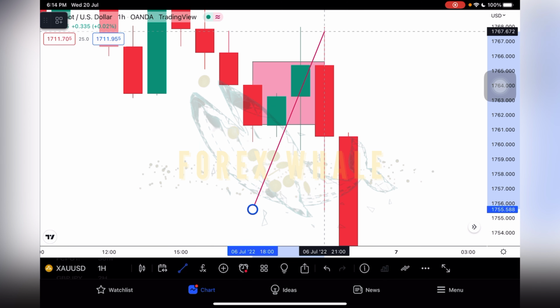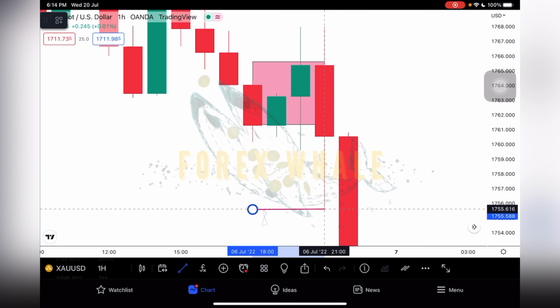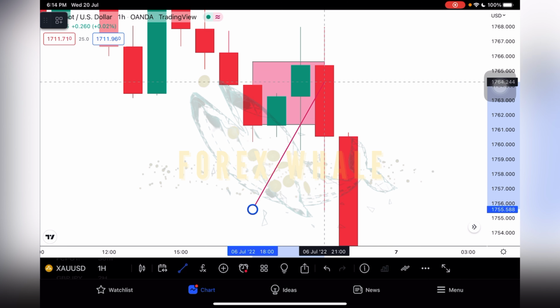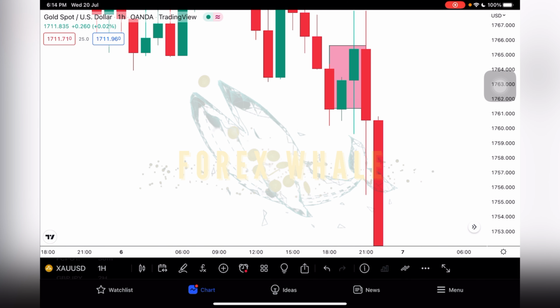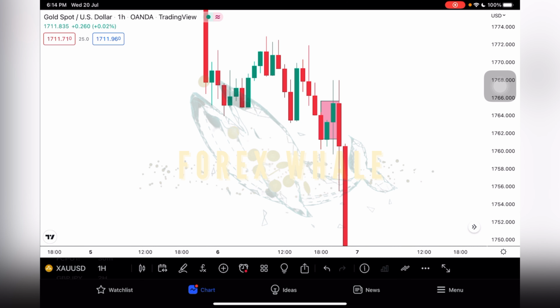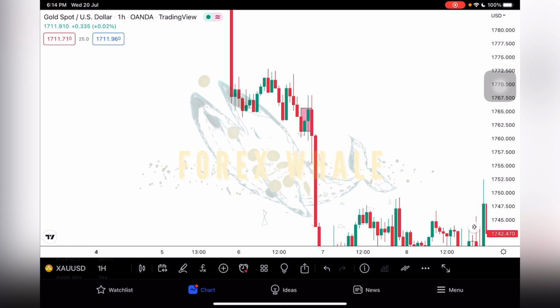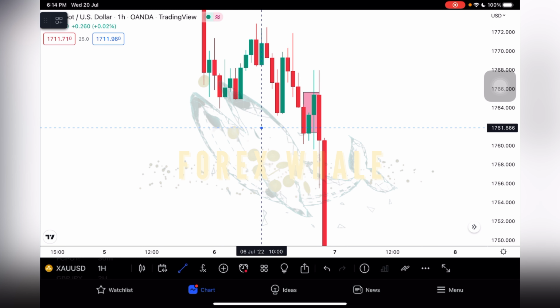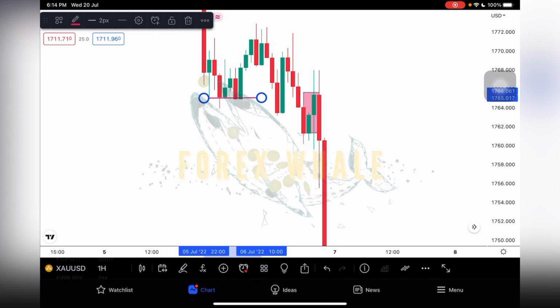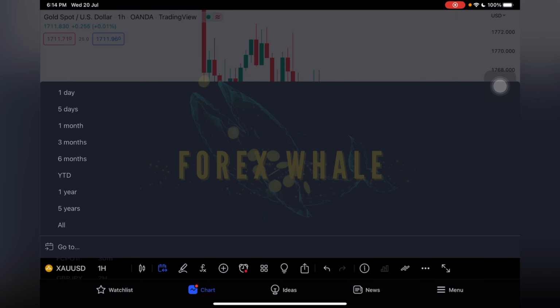Look at the shadow here, look at the body size. So this is your first confirmation. Like I said, you need some added confluences. Your added confluences could be, for example, this is your support level, right? But then price has already created a new support.